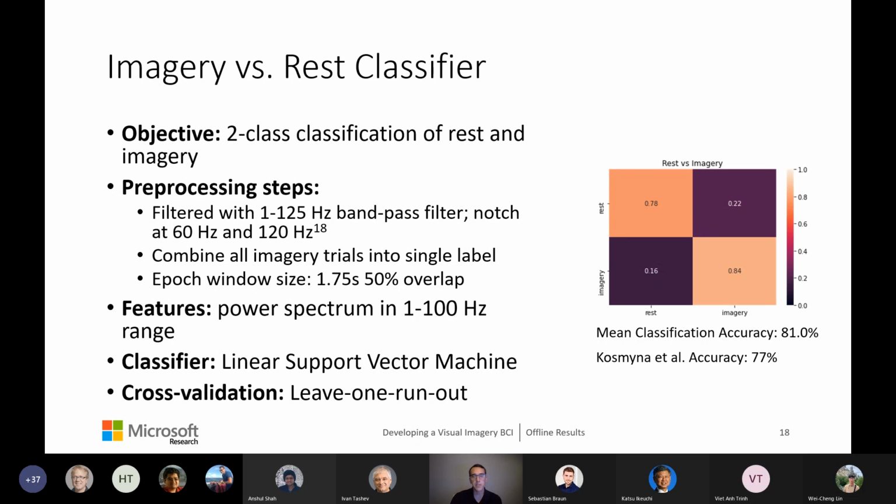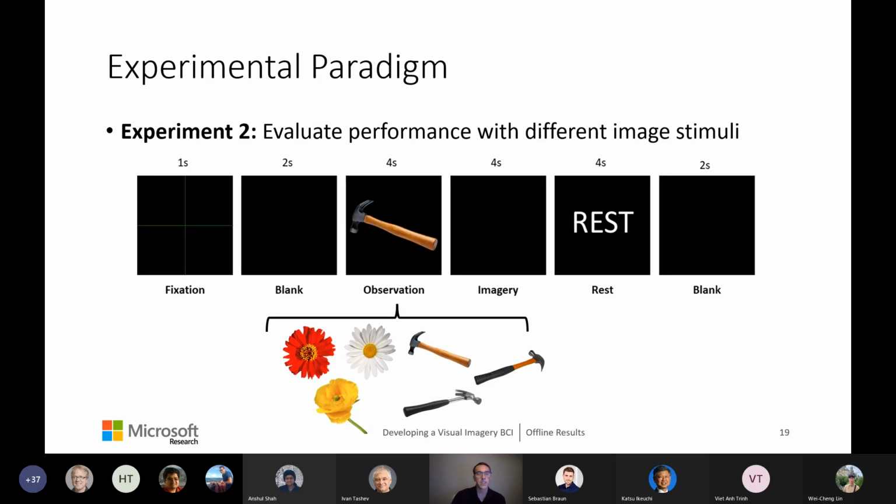So this was a pretty interesting result, how we weren't able to differentiate within the imagery period. We couldn't really tell if they were looking at or thinking about a flower or a hammer, but we could tell when they were trying to perform visual imagery versus when they were resting. The next thing I wanted to look at was to evaluate this performance with different image stimuli. It was kind of interesting that we were able to differentiate between those categories during the observation period, but not during the imagery period.